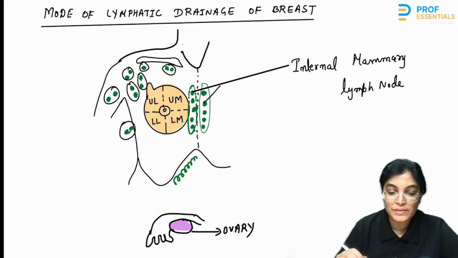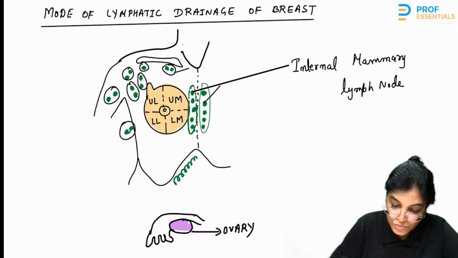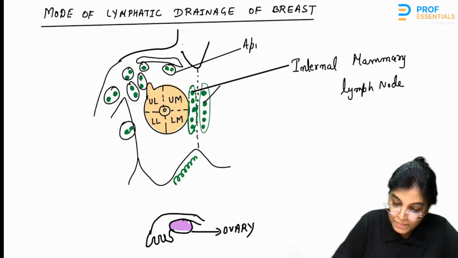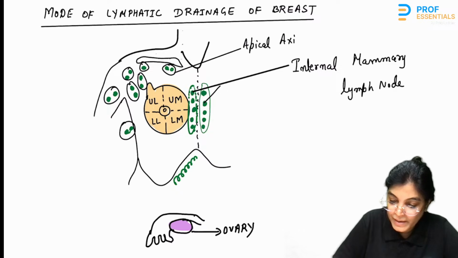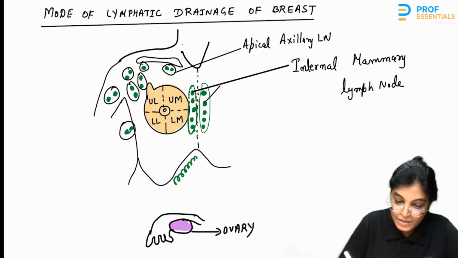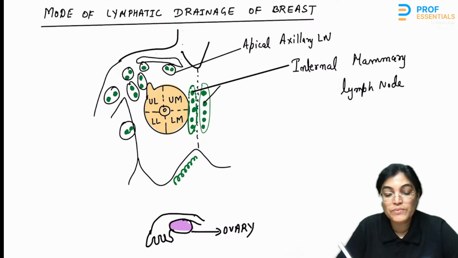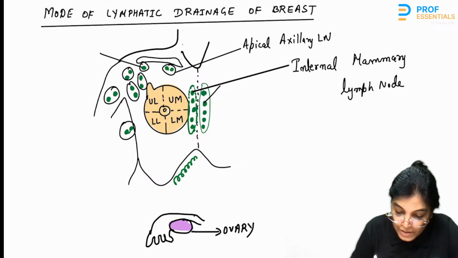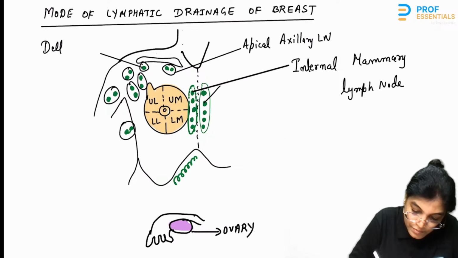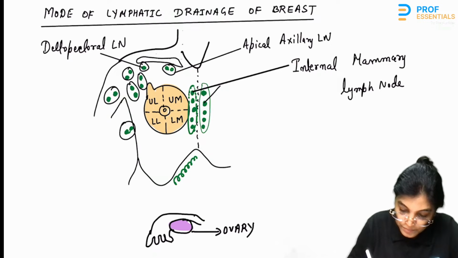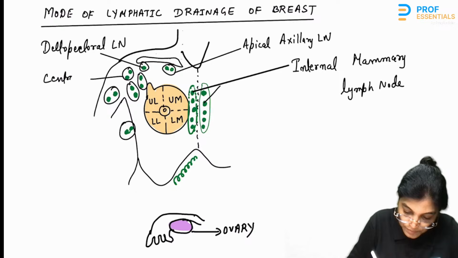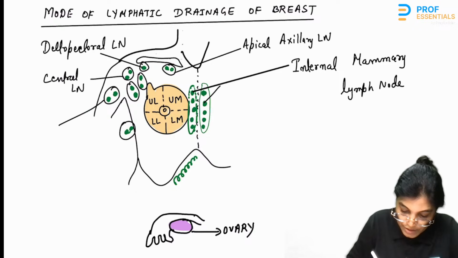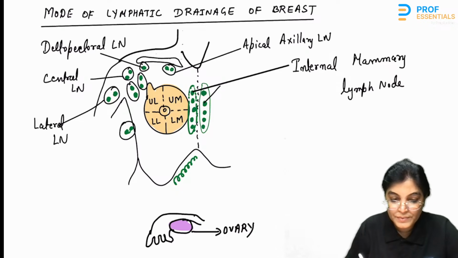Now we will have here the apical group of axillary lymph nodes. Then we will have the deltopectoral lymph node. This is the deltopectoral lymph node. Then this is the central lymph node. This is the lateral lymph node.